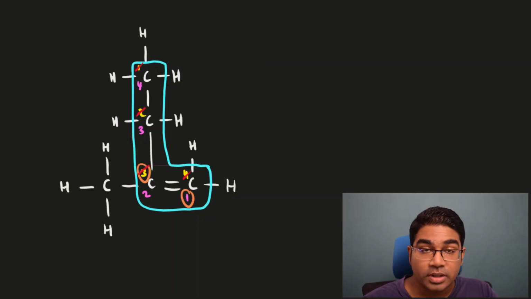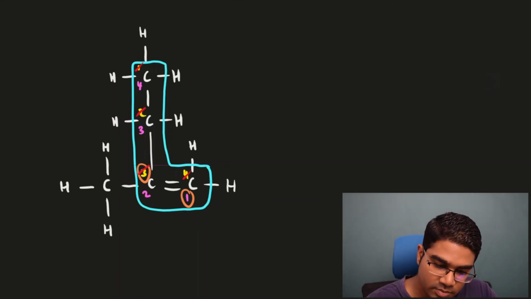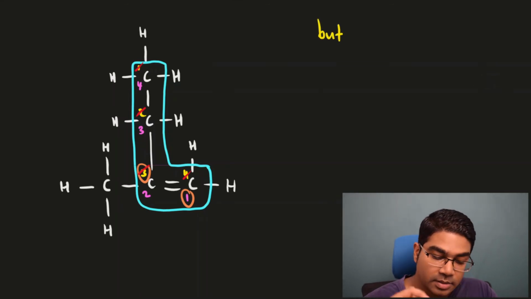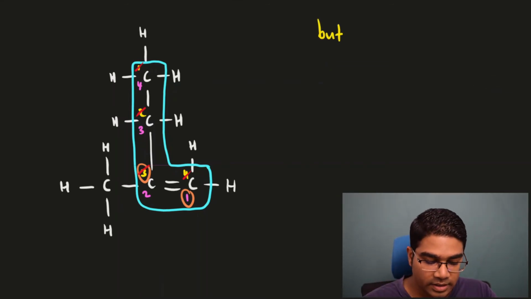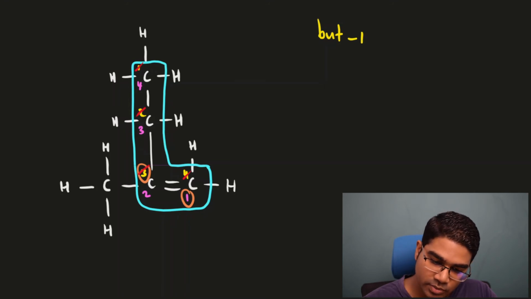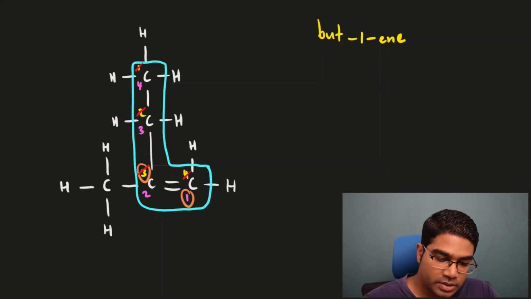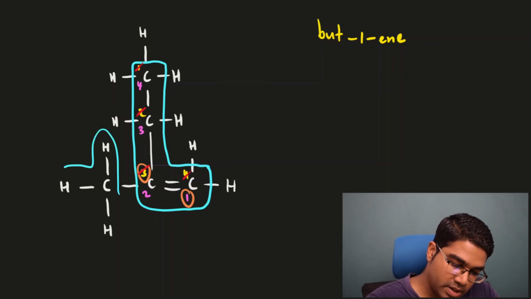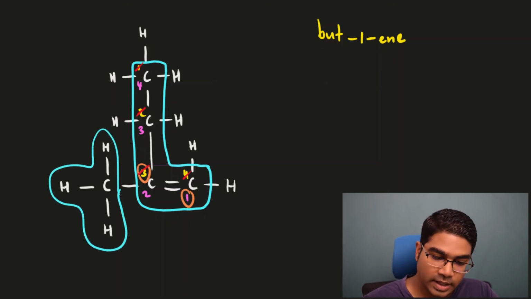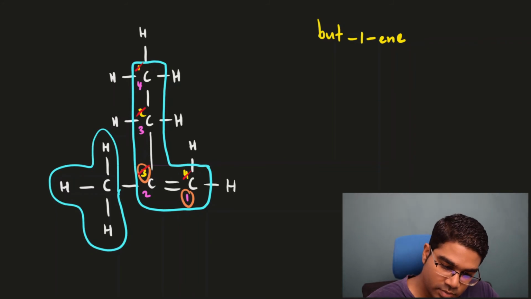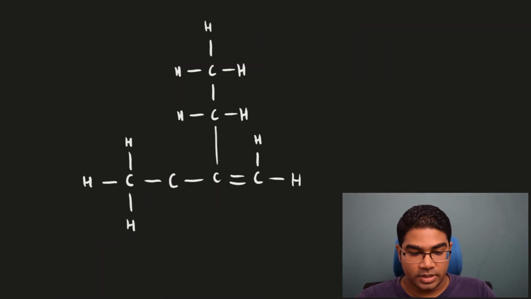Here the base molecule has 4 carbons, so this is a but-. And the position of the CC double bond is at position number 1, so this is but-1-ene. Now what about the branch? The branch here is a methyl group at the second position. So this would be 2-methylbut-1-ene.